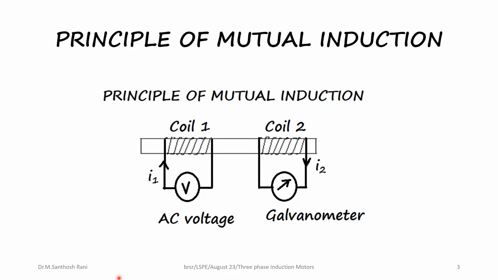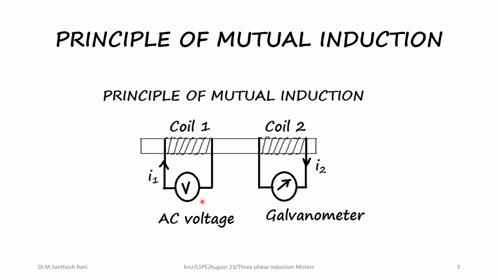If you see in this picture, there are two coils, both wound on a soft iron core material, and if in coil 1 an AC voltage is given, there will be a current flow through the coil. There is another coil adjacent to this coil, and if we have a galvanometer connected to it, we will see that there will be a deflection in the galvanometer when the voltage is applied here.